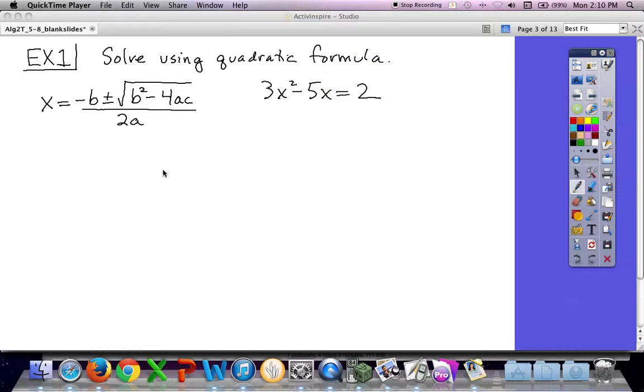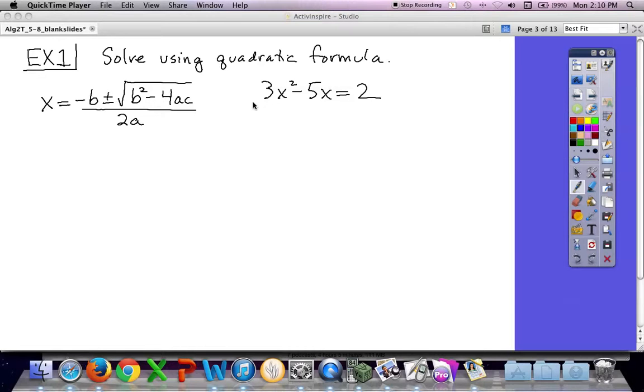Okay, so here's the first example. Solve using the quadratic formula. This equation right here. Is that equation in the form that we need it to be so that we could use quadratic formula? Yes. What does it have to look like before you can start pulling off the A, B, and C?